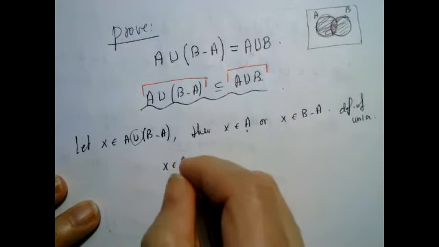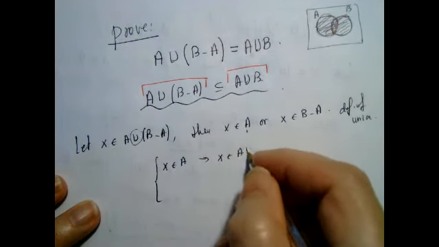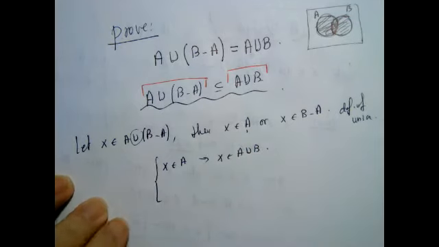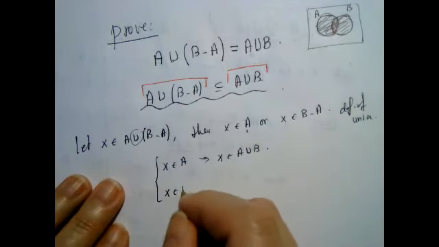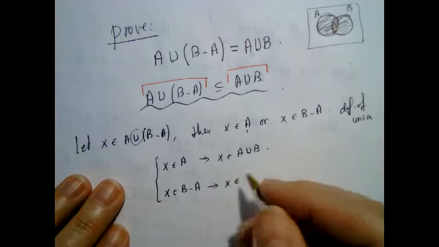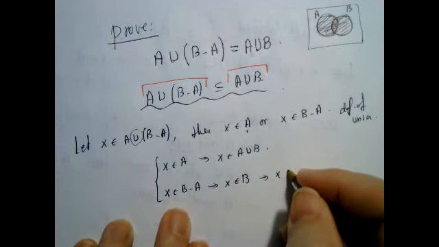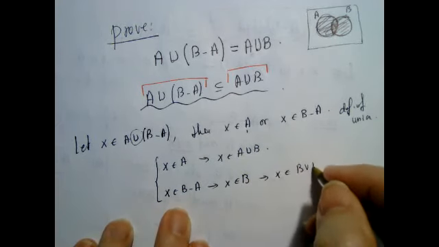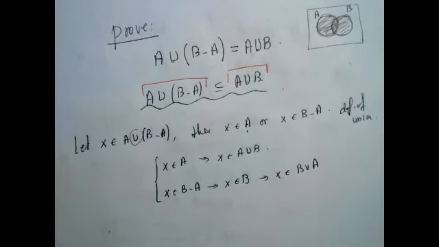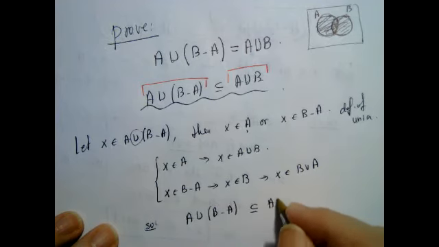If it's in A, then it's also in A union B. If it's in B minus A, then X is in B. I don't need A, but it has to be in B. It's in B minus A, so it has to be in B union A. So in both cases, we have X in A union B. So we have A union (B minus A) is a subset of A union B.